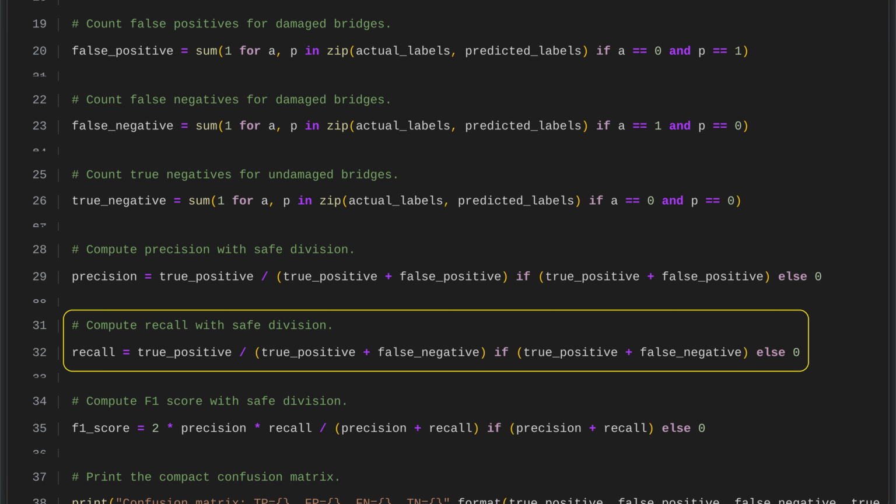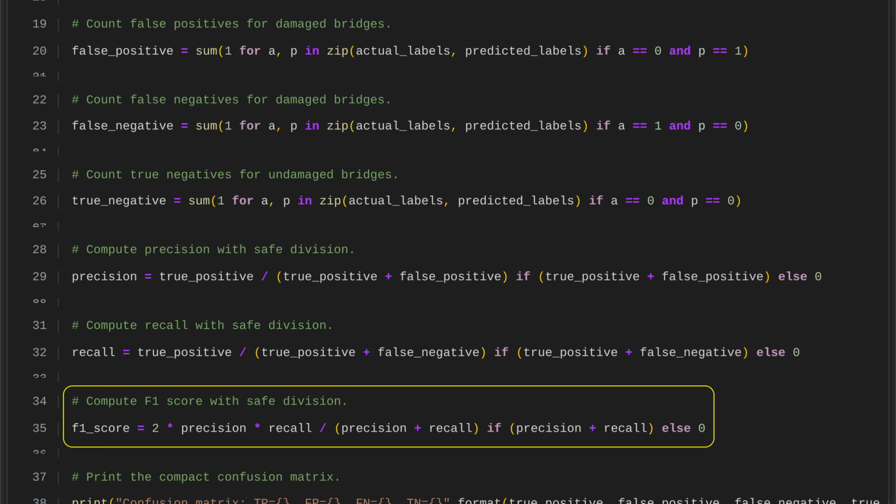The F1 score combines precision and recall into one balanced measure of classification performance. It is calculated by taking 2 times precision times recall, then dividing by the sum of precision and recall. If that sum is 0, the F1 score is set to 0 to avoid a division error.